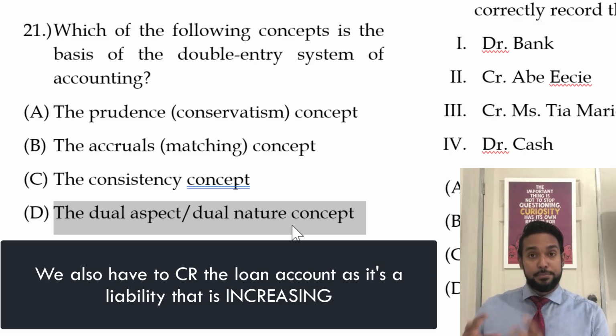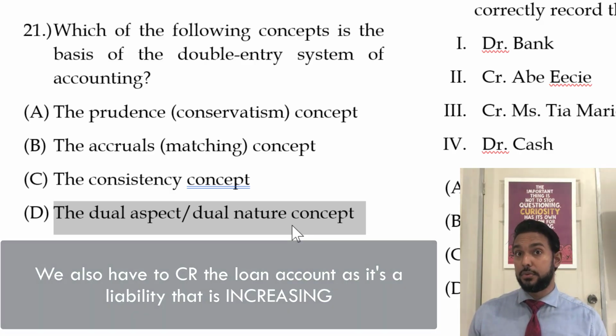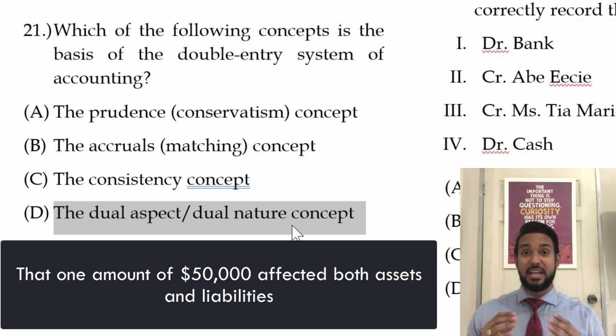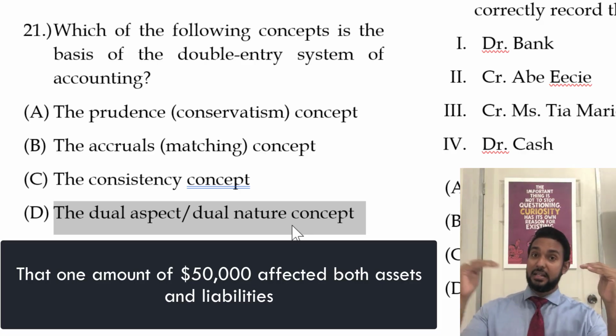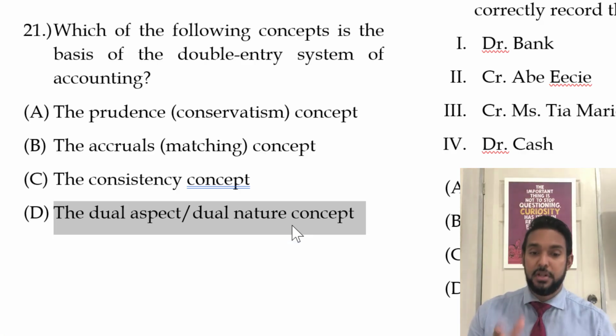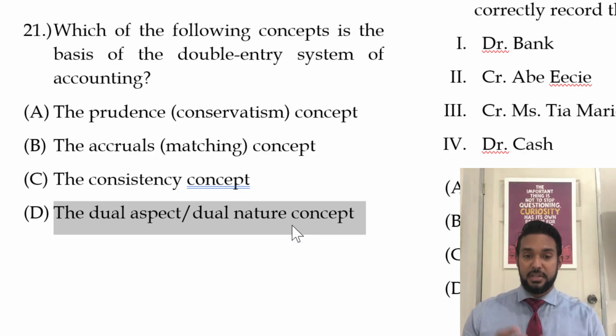That money was borrowed from a bank. And anytime we borrow money, that's a liability. And when liabilities increase, we have to credit the account. So you see that one amount of 50,000 was simultaneously an asset and a liability. Okay, so that is the answer to that question. The dual aspect or dual nature concept is the concept that underlies the double entry system of accounting.